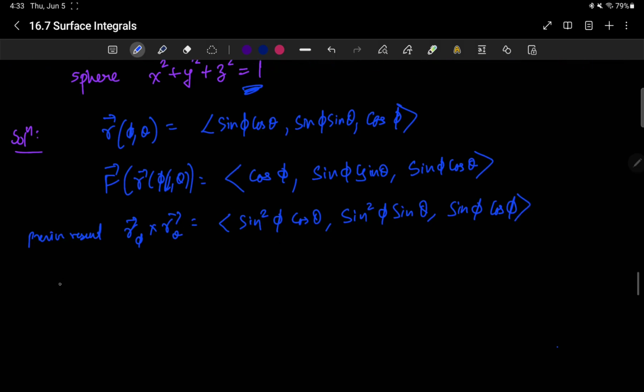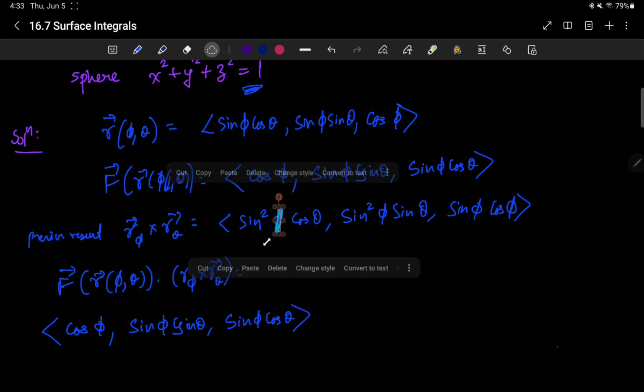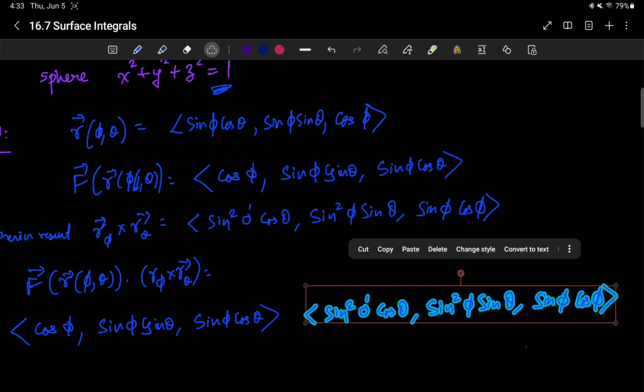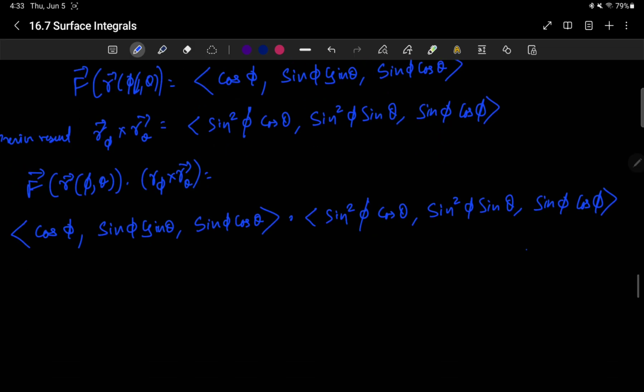So once we have this, now we're all set, because what we need is a dot product of f with the r phi cross r theta. So we're taking this, copy, and dot product of this with... oh, I think I messed up the phi here. It should be phi. Dot product of this. The dot product of this is going to be a constant. So multiply these two.